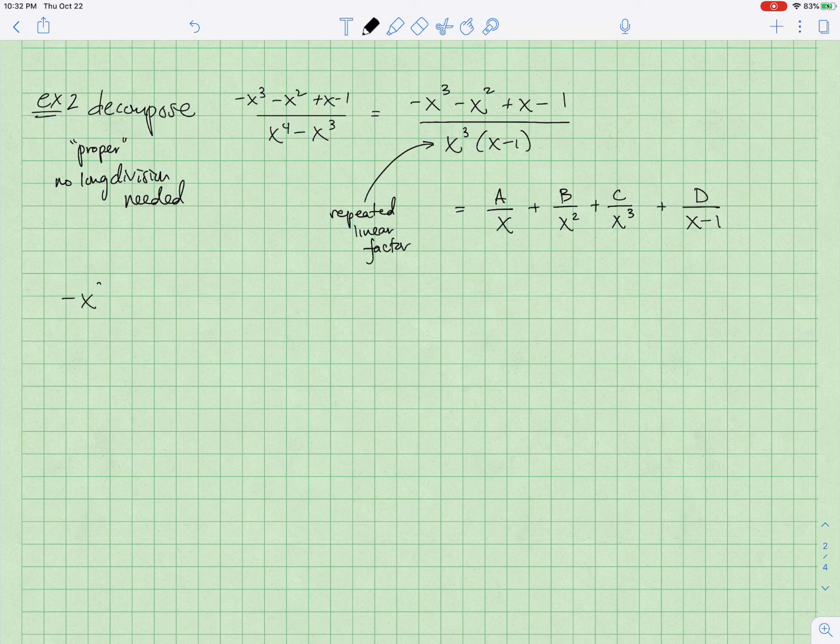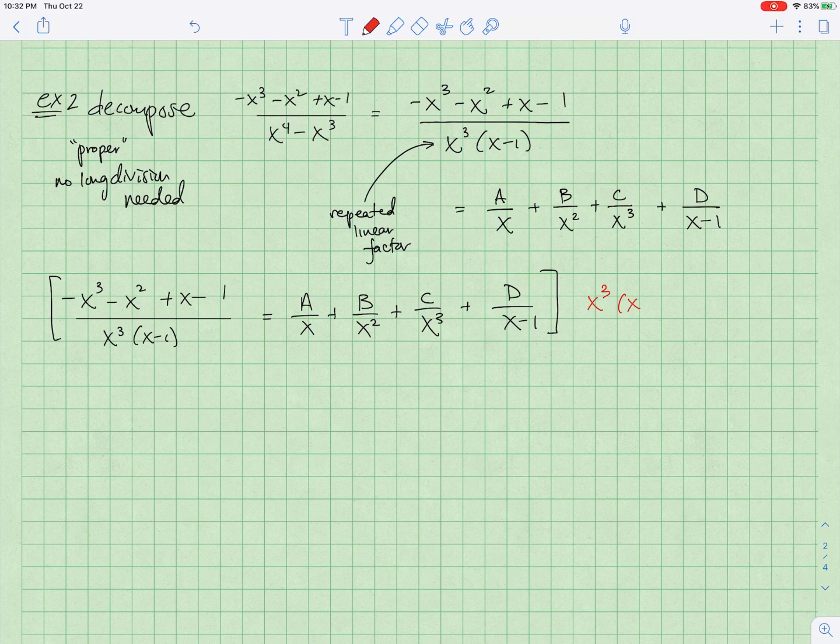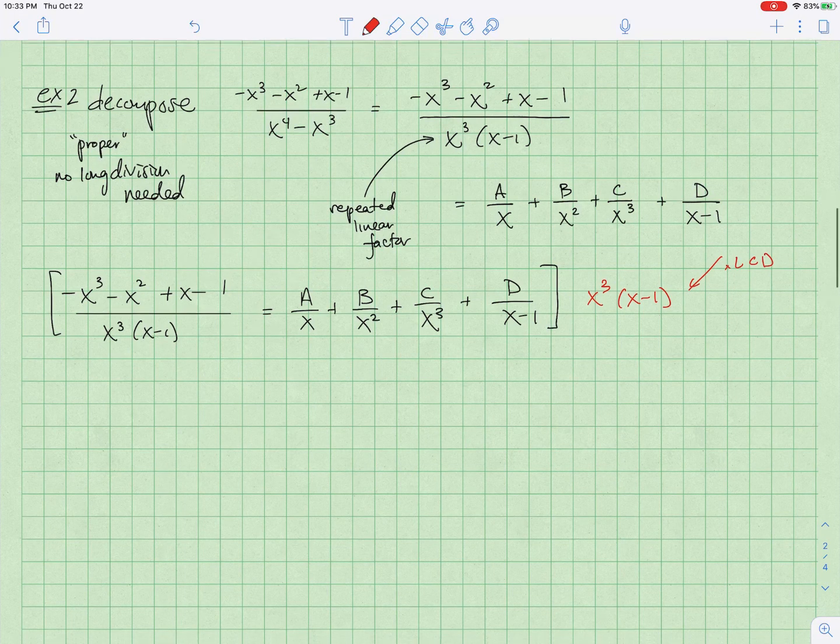We're going to take this equation, negative x cubed minus x squared plus x minus 1 divided by x cubed times x minus 1. Set that equal to a over x plus b over x squared plus c over x cubed plus d over x minus 1. And we're going to take that entire equation and we're going to multiply through by the LCD, which is x cubed times x minus 1. That's the LCD. We're going to multiply by that guy.